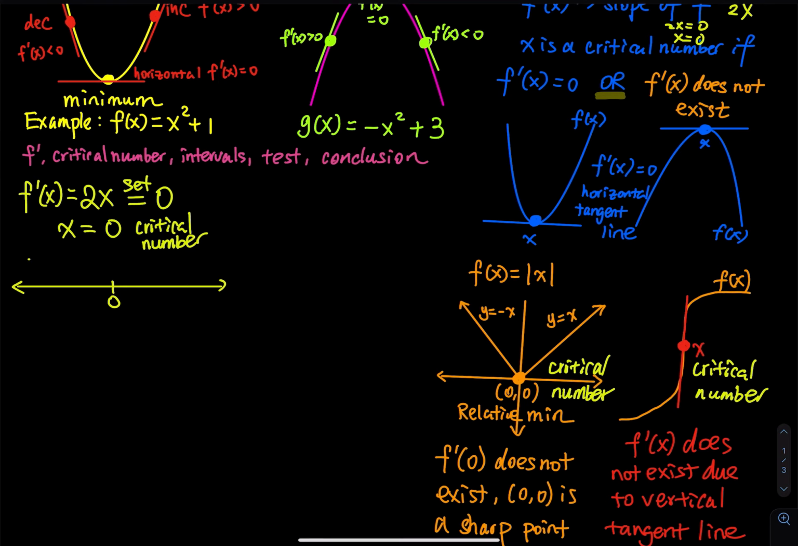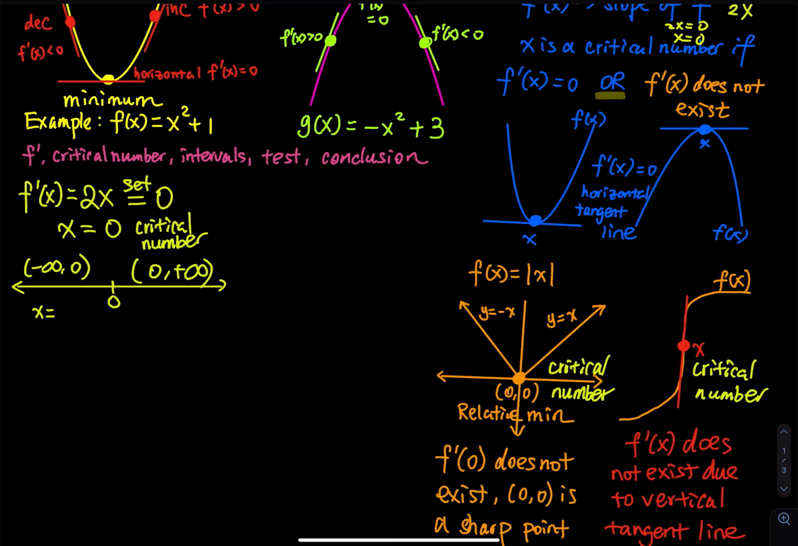The first piece is from negative infinity to 0. The second piece is from 0 to positive infinity. Which interval is increasing, which interval is decreasing? Let's find out. To find out, we have to pick a number within each interval. So this one, don't pick 0. If you pick 0 and then you plug it into f prime, you will just get a 0.